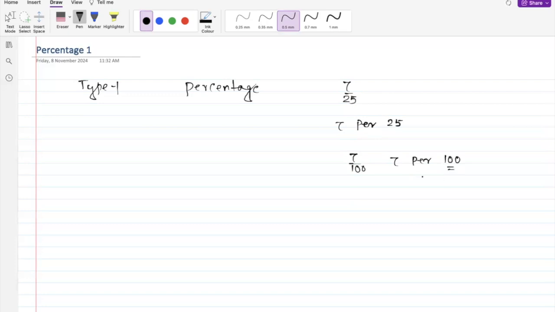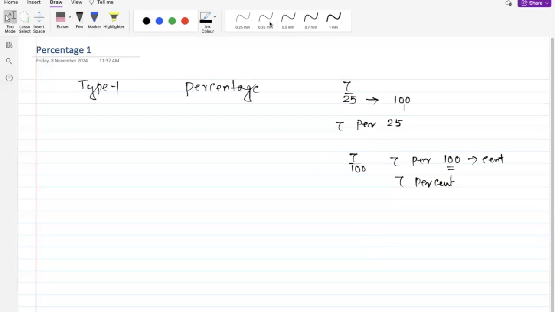7 per 100 means 100 is known as century. 100 is known as cent. So 7 per 100 means 7 per cent. So if I want to get percentage values in an easier way, I want my base to always be 100.